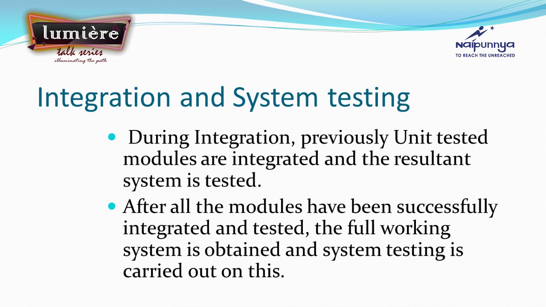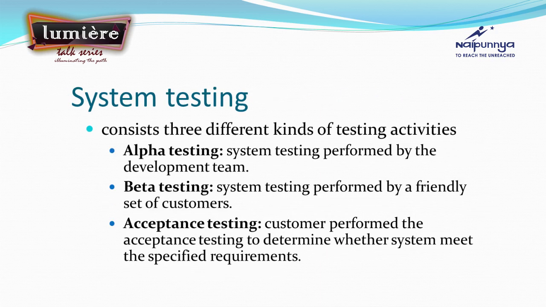During integration, the previously unit tested modules are integrated and the resultant system is tested. After all the modules have been successfully integrated and tested, the full working system is obtained and the system testing is carried out on this. System testing consists of three different kinds of testing activities like alpha testing, beta testing and acceptance testing. The alpha testing is carried out by the system developers, beta testing is carried out by a friendly set of customers, and the acceptance testing is carried out by the actual customer itself.